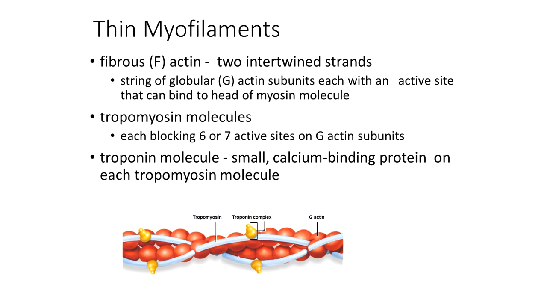So the actin in this picture are the red balls. You also have tropomyosin, and these each are blocking 6 to 7 active sites on the G-actin subunits. Those are like the white bands that you're seeing here. And then we have troponin. They are small calcium binding proteins on each tropomyosin molecule, and those are the little yellow cones that you're seeing.